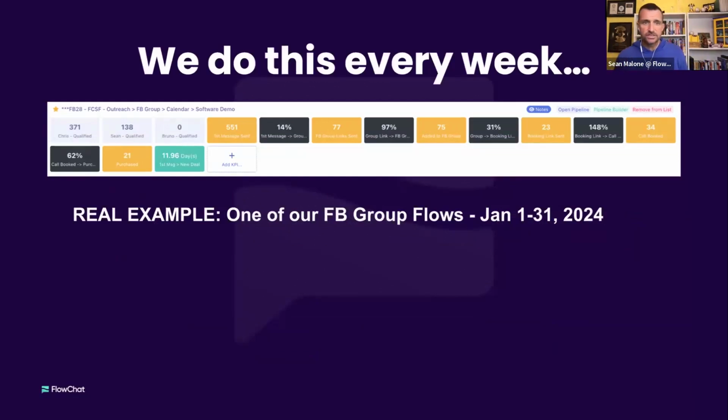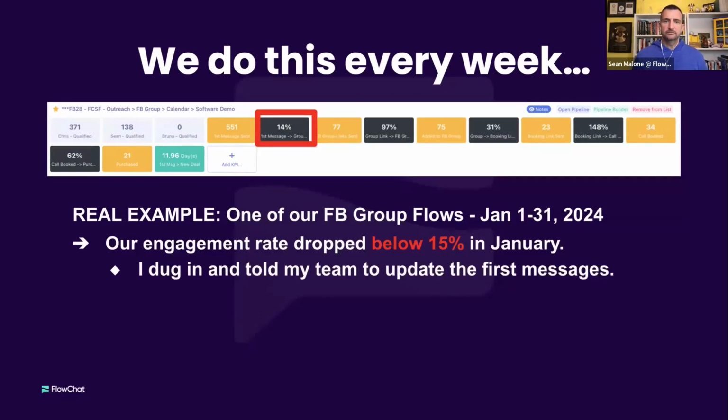And here's the example I was going to share with you. This is one of our live pipelines that we run into a Facebook group, right? The timeline that I set in our reporting screen was from January 1st to 31st. I'm going to walk through our numbers specifically for you so you can see exactly what I'm talking about. Our engagement rate dropped below 15% in January. In December, it was actually 17%, and it was in the range, but it dropped below 15% in January. So what did I do? I could immediately see, looking at all my metrics, that our first messages are not in the range. This is costing us lots of money.